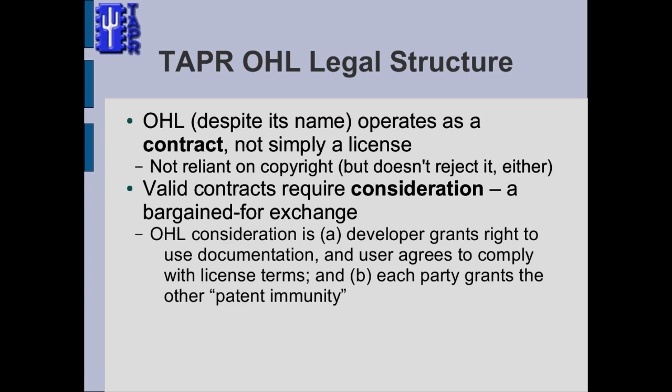And secondly, and this is a very important aspect for creating community, each party grants the other a patent immunity. I'll talk in a moment a little bit more about what that means. But what's important for now is that these things create that consideration, that each party giving up something, each party getting something, to create a valid license.